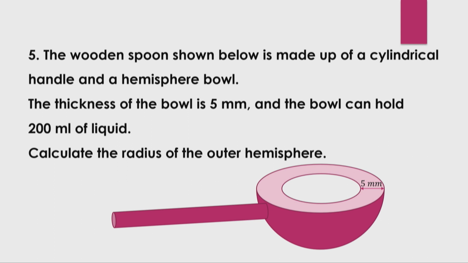Number 5. The wooden spoon shown below is made up of a cylindrical handle and a hemisphere bowl. The thickness of the bowl is 5 millimeters and the bowl can hold 200 milliliters of liquid. Calculate the radius of the outer hemisphere.